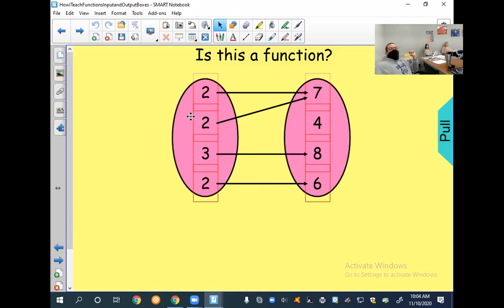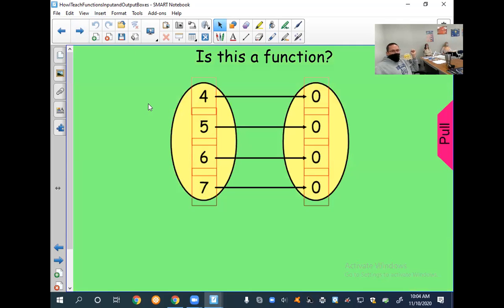Okay. What if they had all 3 of these 2s over here, but all of them were pointing to that 7? Is that okay? Because they're all going to the exact same number, right? Does that make sense? Okay. A 2 can't go to a 6 and a 7, though. So one more time, what's the answer there? No.